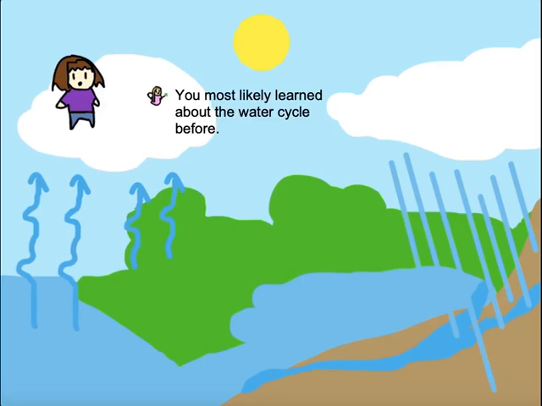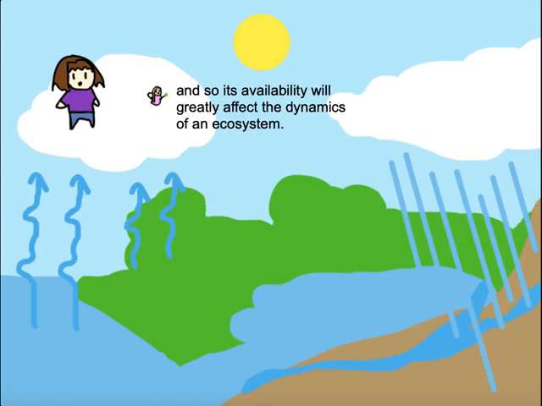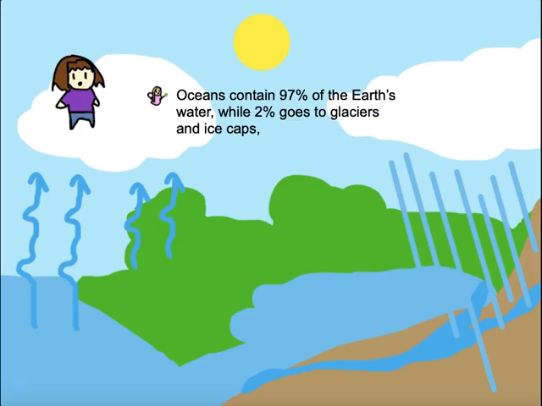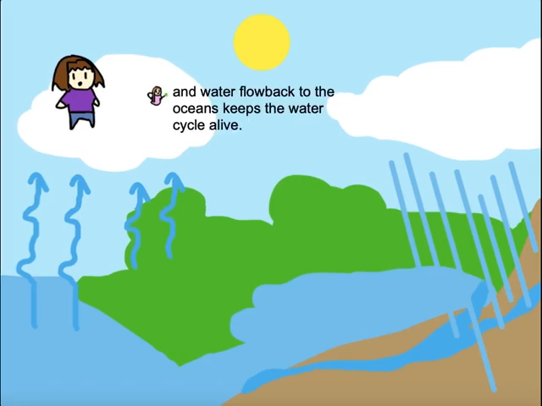You most likely learned about the water cycle before. The importance in this cycle is that water is essential to life, and so its availability will greatly affect the dynamics of an ecosystem. Organisms usually harness water in either liquid or vapor form. Oceans contain 97% of the Earth's water, while 2% goes to glaciers and ice caps, and 1% to lakes, rivers, and groundwater. Evaporation, condensation, transpiration, and water flow back to the oceans keep the water cycle alive.